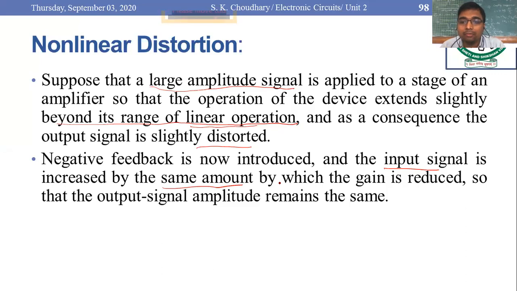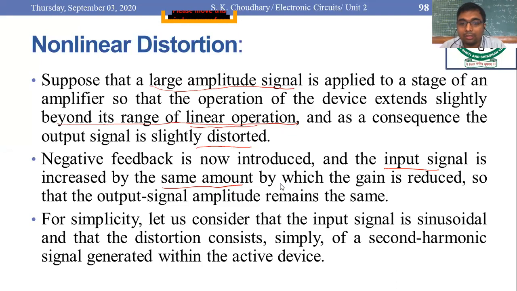And unknowingly, what happens? Due to the increase in the level of the input signal, this signal is converted from a small signal to a large signal. And due to the application of this large signal to the amplifier, non-linear distortion is introduced. So in the case of non-linear distortion, what happens?